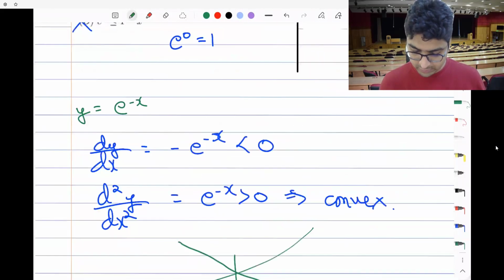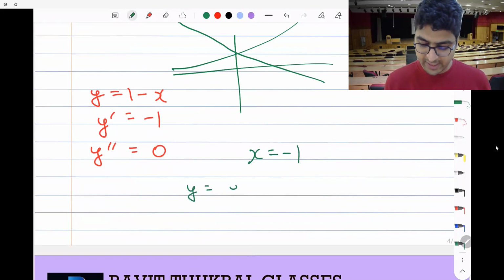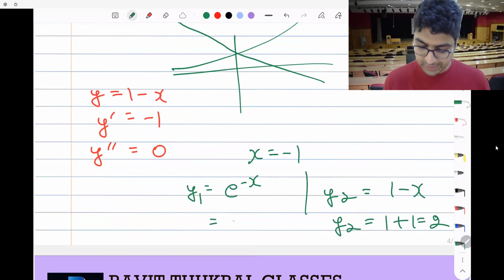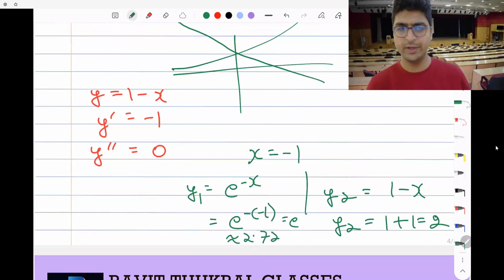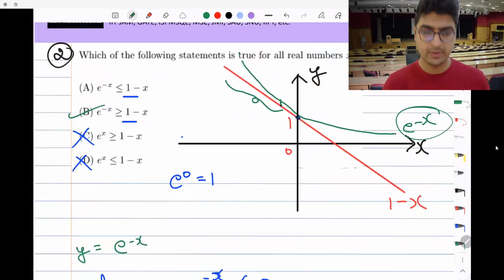So what you can also check is, maybe you can check it, let's say x equal to minus 1. On one side you have y equal to e to the power minus x, and on the other side you have 1 minus x. So this will give you 1 plus 1, which is 2, and this will give you e to the power minus minus 1, which is e, which is roughly 2.7. So it has to be high. Okay. Anyways, so correct answer is B.